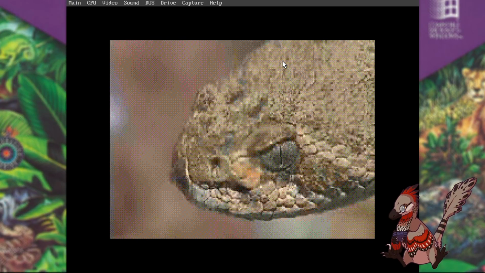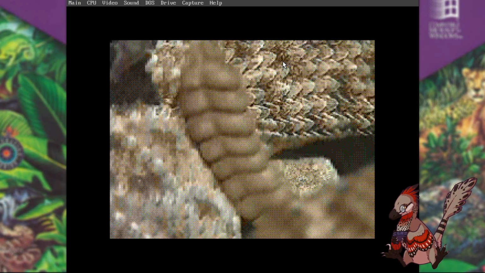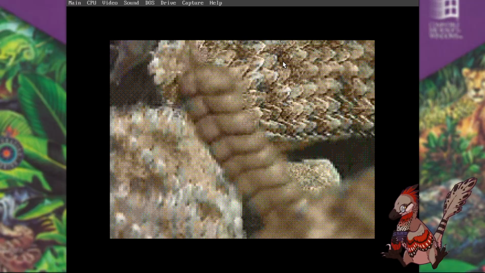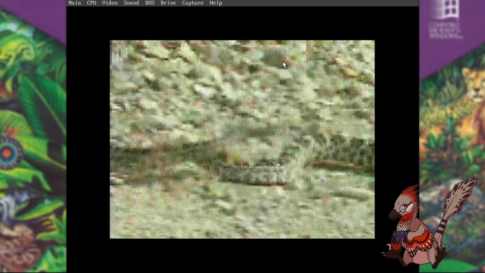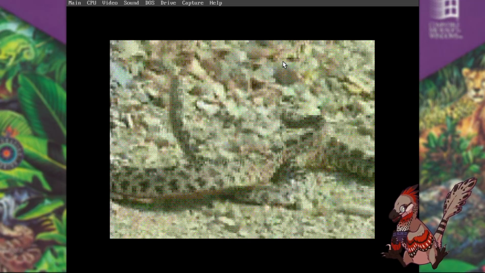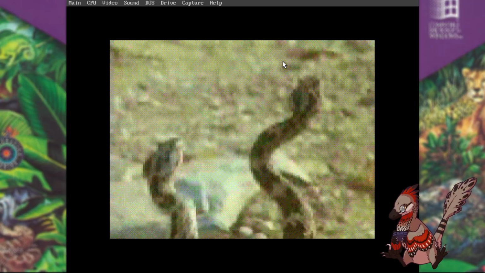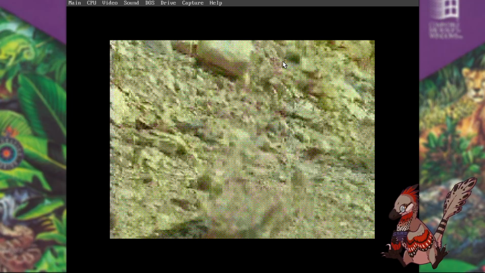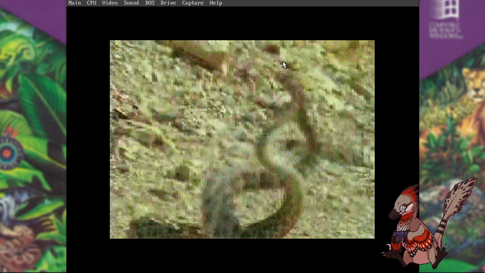Hey there, snake. Rattlesnakes save their venom for their prey. Rattle, rattle, rattle, rattle. When two rattlers get into a fight, you can barely tell what's happening. They don't fight, they wrestle. The snake that can force the other's head to the ground is the winner.